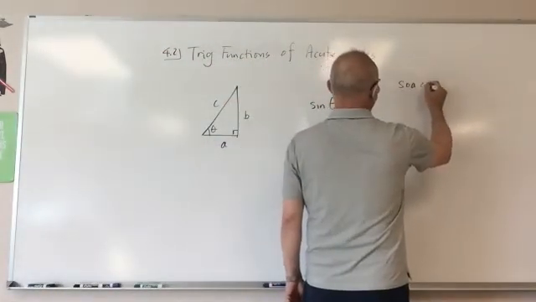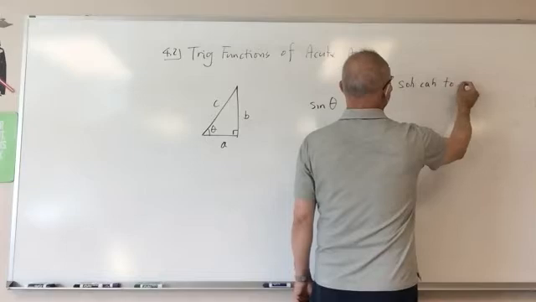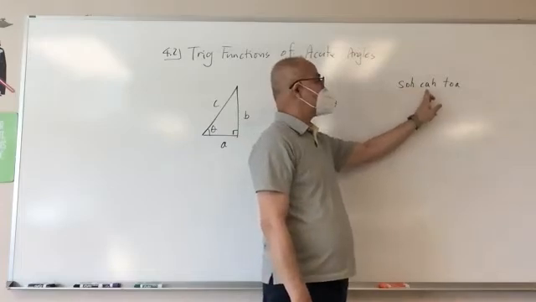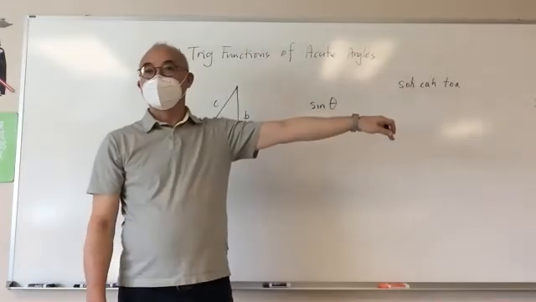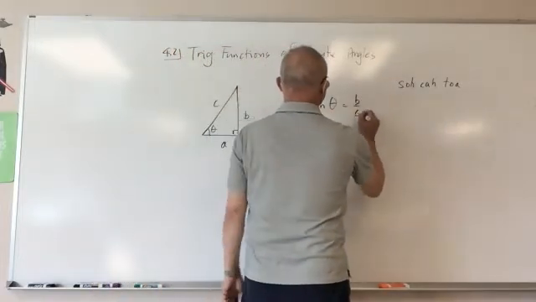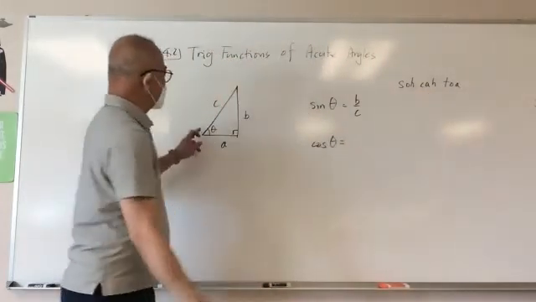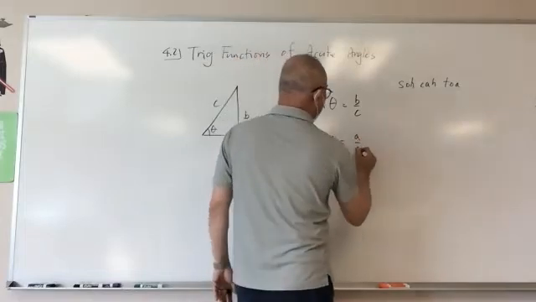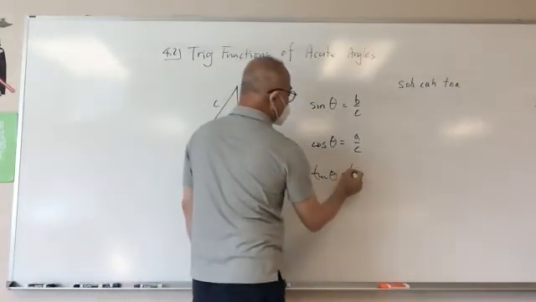SOHCAHTOA, right? Sine is opposite over hypotenuse. Cosine is adjacent over hypotenuse. Tangent is opposite over adjacent. You guys remember this? Anyway, so sine theta is B over C. Therefore, cosine theta, adjacent over hypotenuse, is A over C. Tangent theta is opposite over adjacent, B over A.